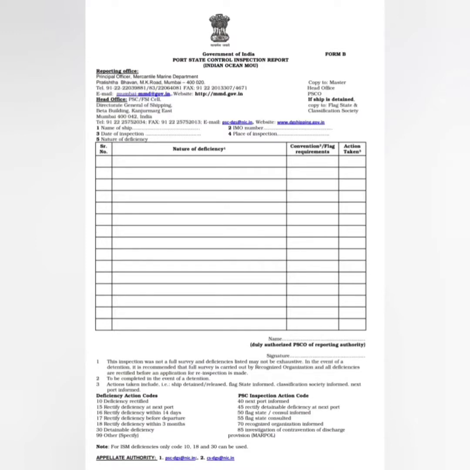Form B also mentions who's the appellate authority. So there are email IDs given in which if you want to review or appeal against these deficiencies, you can do so using those emails.